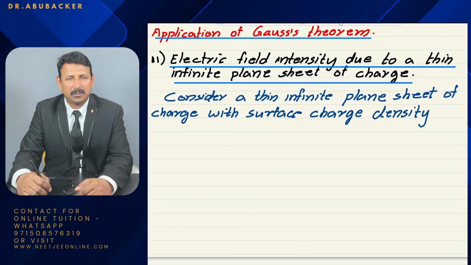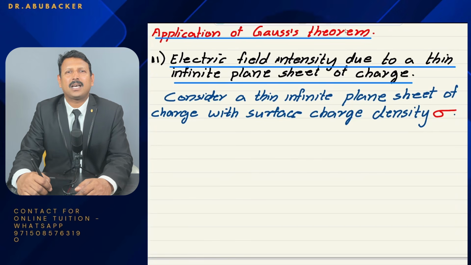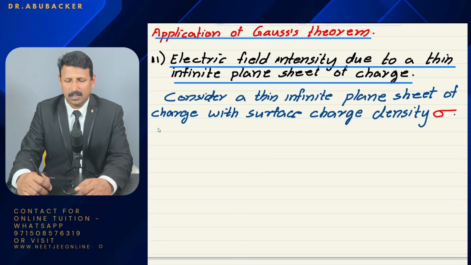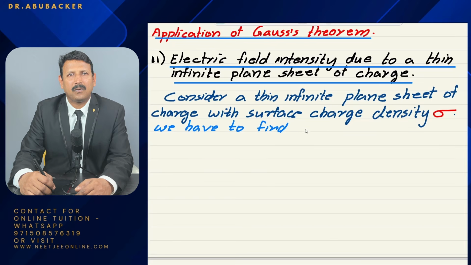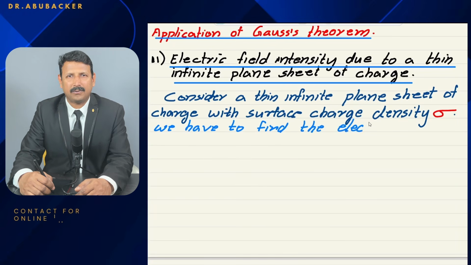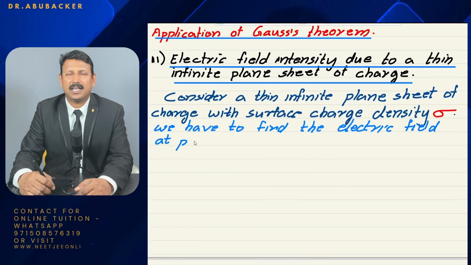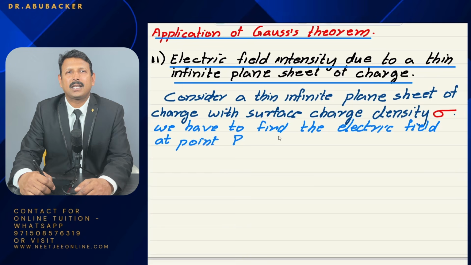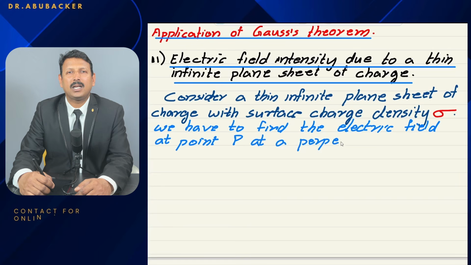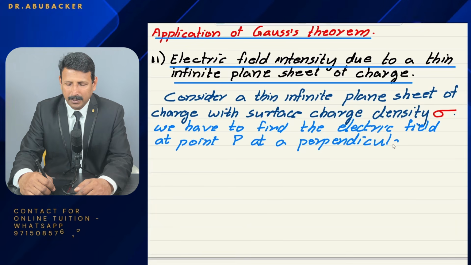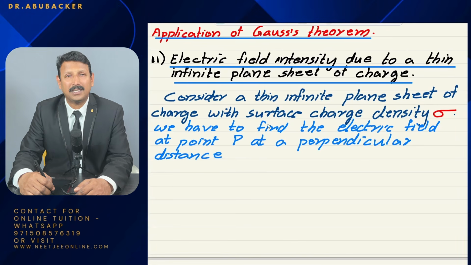So always we want to write something about what we are going to do. So consider a thin infinite plane sheet of charge with the surface charge density sigma. We have to find the electric field produced due to a thin sheet. That is the topic here. We have to find the electric field at point P at a perpendicular distance from the sheet. Let me complete this writing, then we can go to the explanation part. Just have a look at the text.